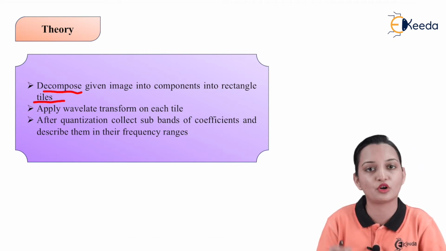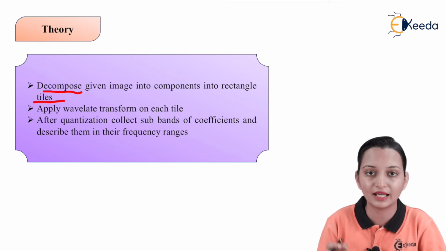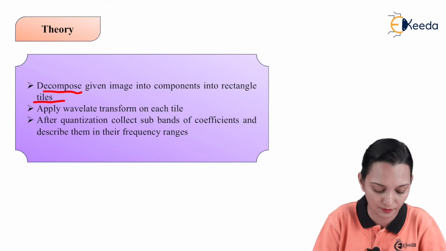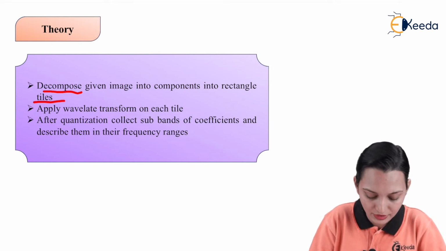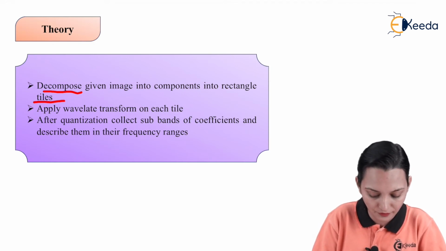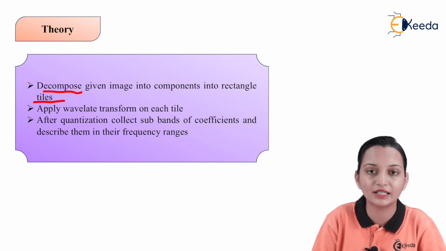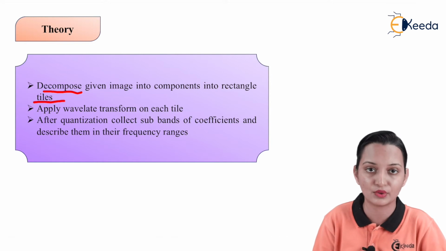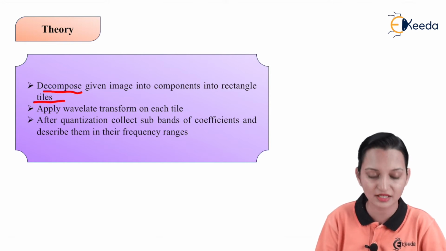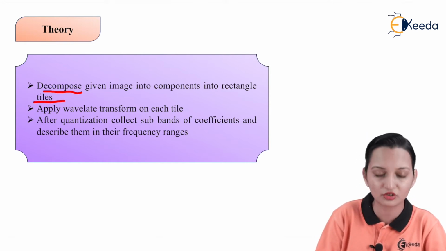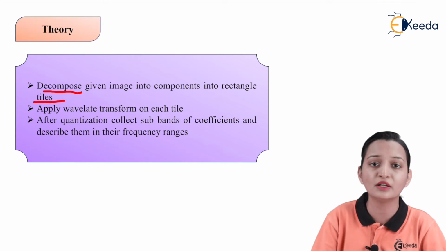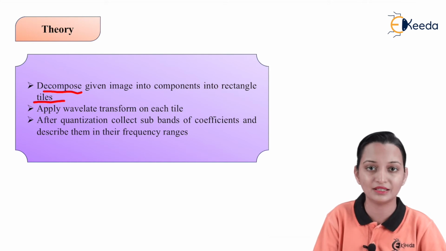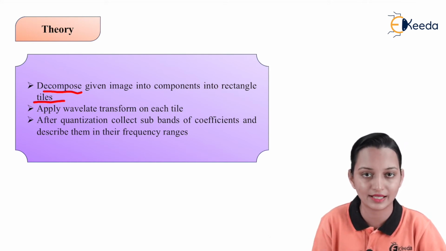There is a fixed formula for the wavelet transform, with the help of which we calculate the wavelet transform coefficients. After quantization, collect subbands of coefficients and describe them in their frequency range. So here you get some values and we have to treat them as wavelet coefficients. Why? Because we apply the wavelet transform on every tile. So those coefficients we have to describe in their respective frequency ranges.